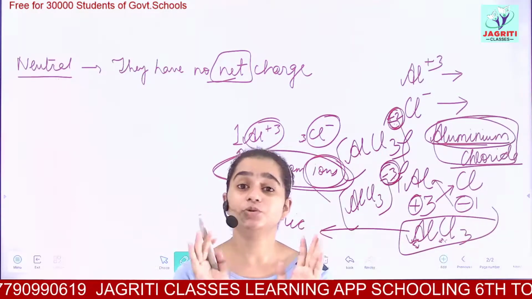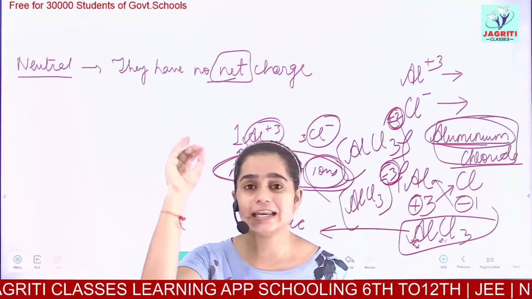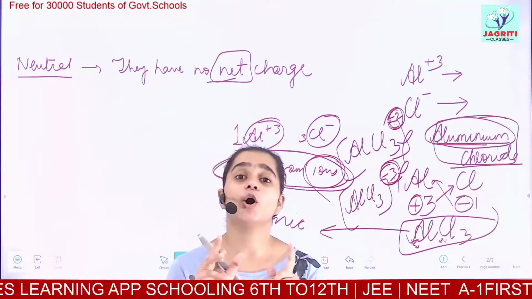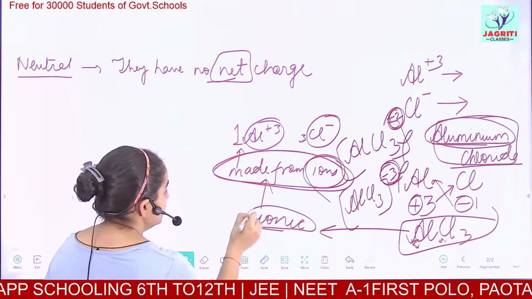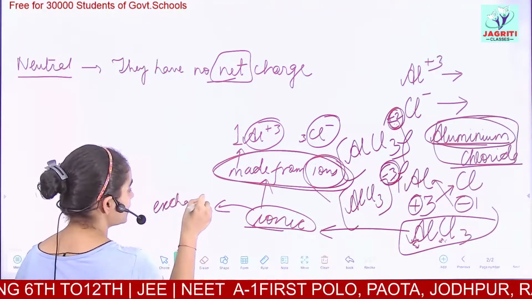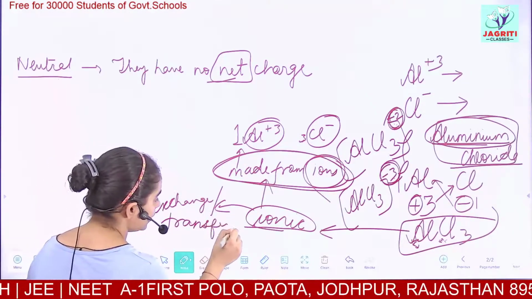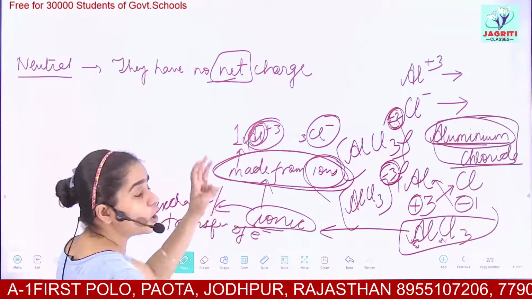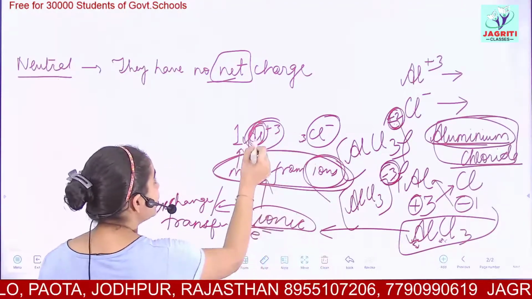What do you mean by neutral? Neutral compounds do not carry any net charge, any final charge. And ionic means the compounds which are made from ions. Or you can say, as I have told you earlier, ionic means such compounds which are made by the exchange or transfer of electrons. That is, this aluminium has lost its 3 electrons. It had 3 extra electrons, so it lost them.